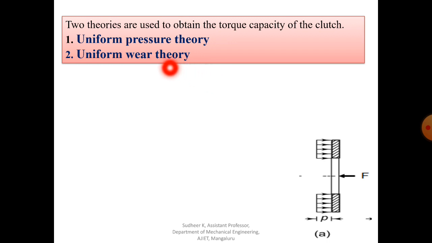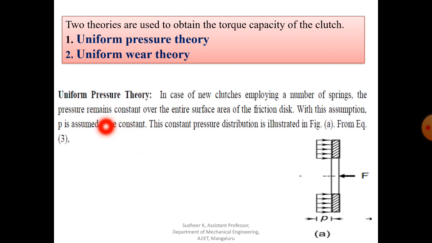If you use uniform pressure theory, what is the main condition? The pressure remains constant. You can see here the pressure is constant, and the actuating or operating force, that is the axial force, you also have to find out. So there are two important theories: uniform pressure theory and uniform wear theory.